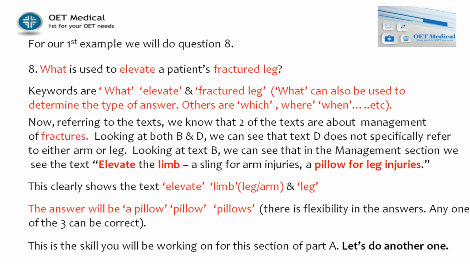Okay, now referring to the texts, we know that two of the texts are about management of fractures. Looking at both B and D, we can see that text D does not specifically refer to either arm or leg. And as we know, our keyword is leg. Looking at text B, we can see that in the management section, we can see the text elevate and we can see the text limb. So we've got our word there, elevate. A limb is a leg or an arm. So that's what we're looking for. And it also says a sling for arm injuries, a pillow for leg injuries. So we're looking for leg injuries.